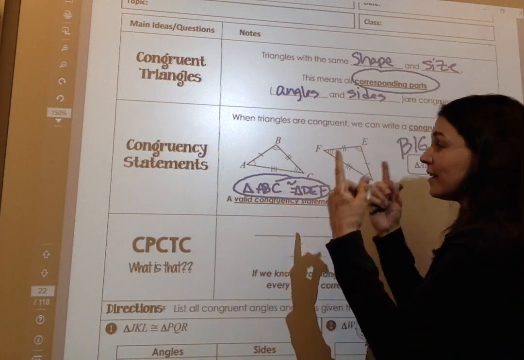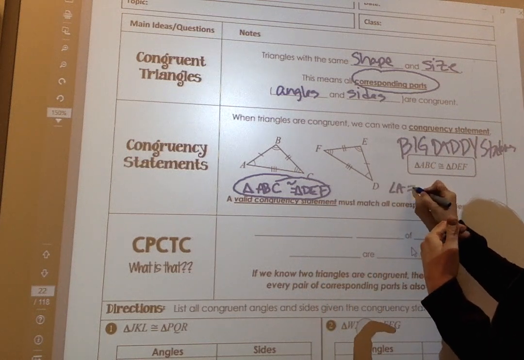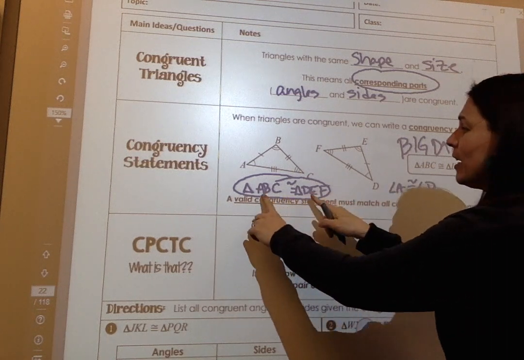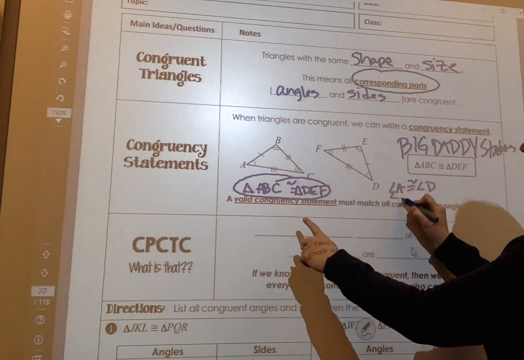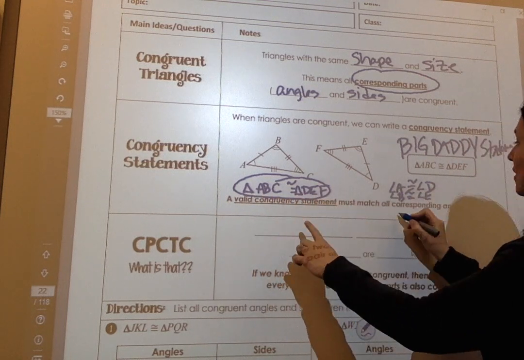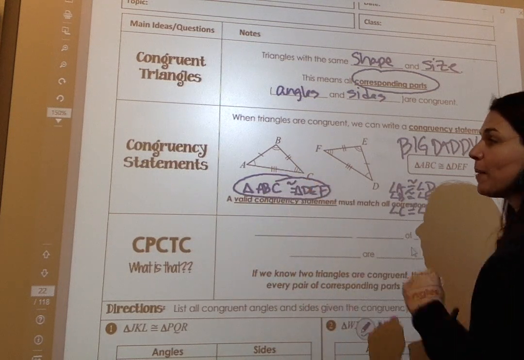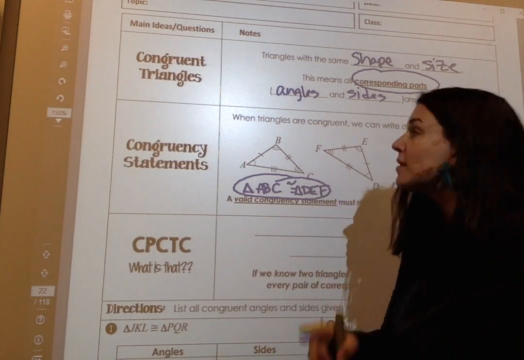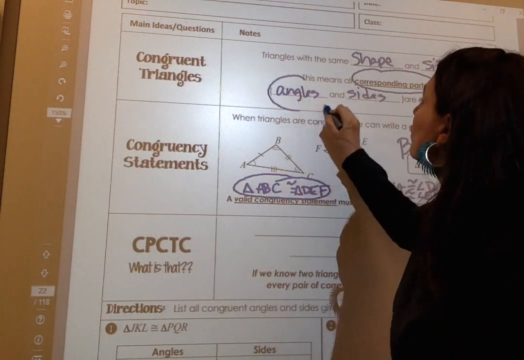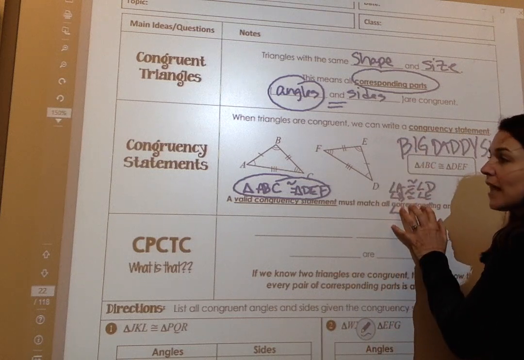Just by looking at this, I can say that angle A is congruent to angle D just by looking at the positions. I can say that angle B is congruent to angle E just by positions. And I can say that angle C is congruent to angle F just by positions. But notice I said angles and sides. So here are my angle statements.